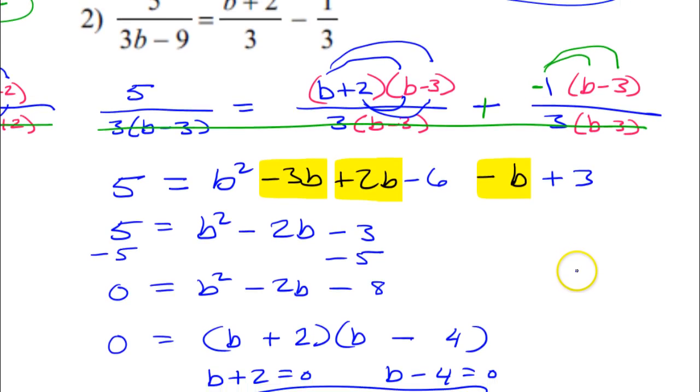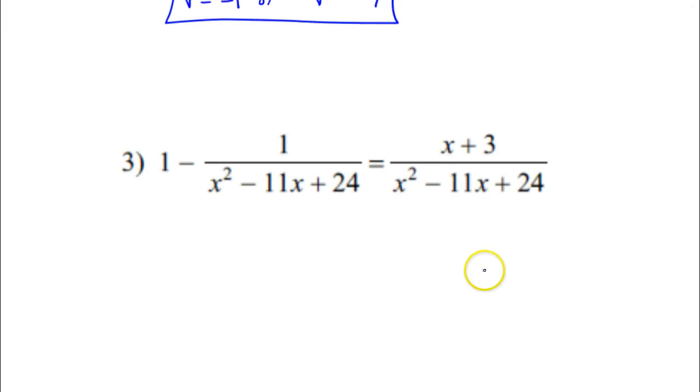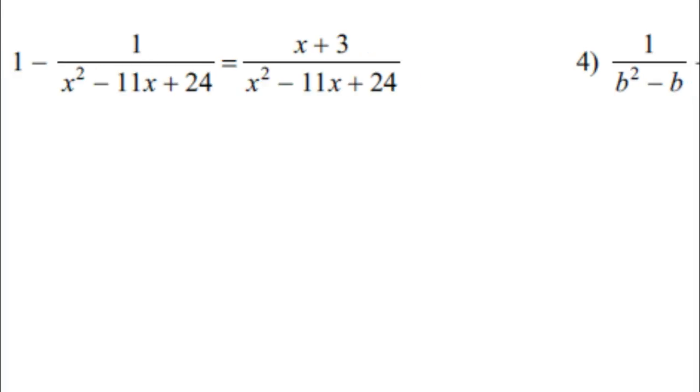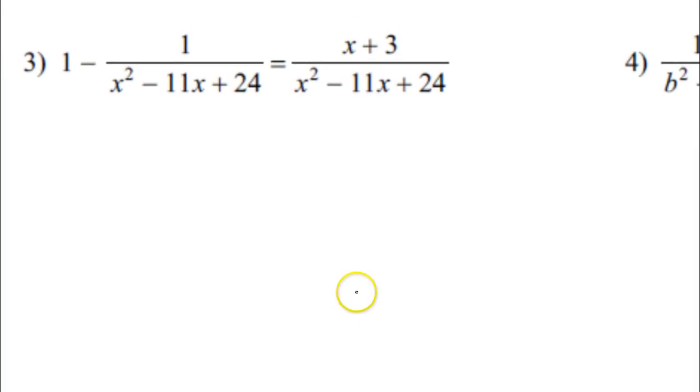Okay, so that was number 2. Let's keep going. I think I'll keep going until we get to number 5. Then I'll make a new video at that point.